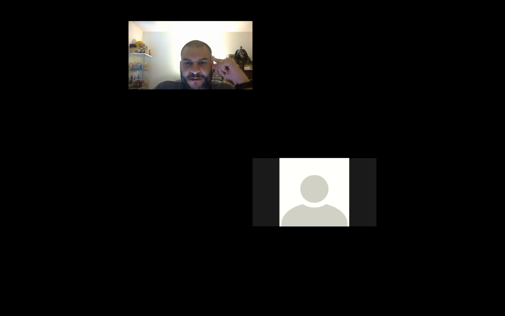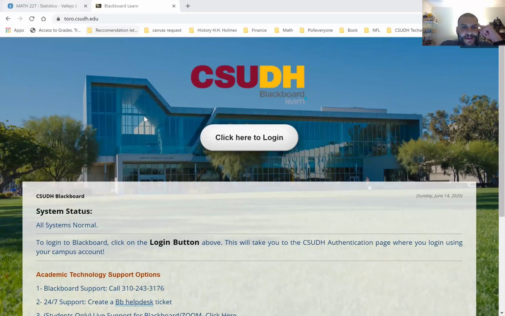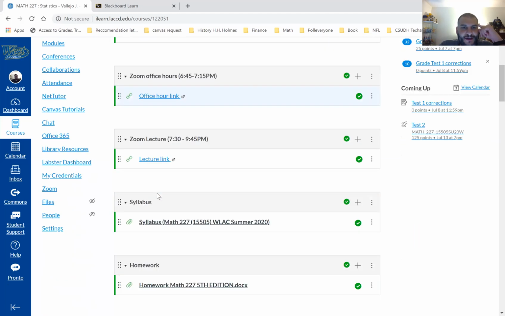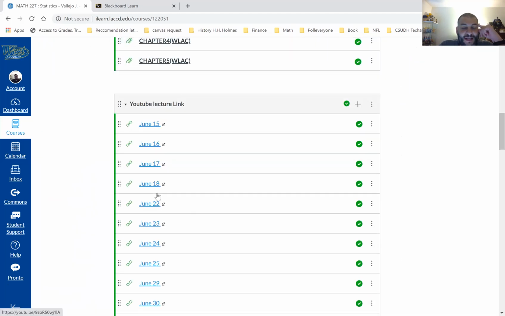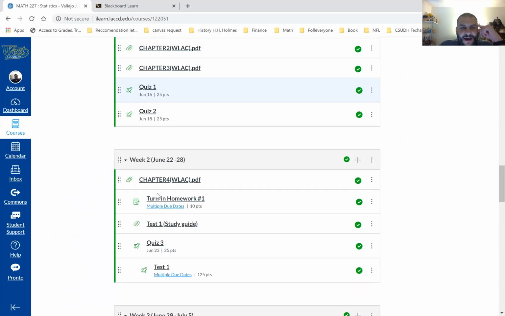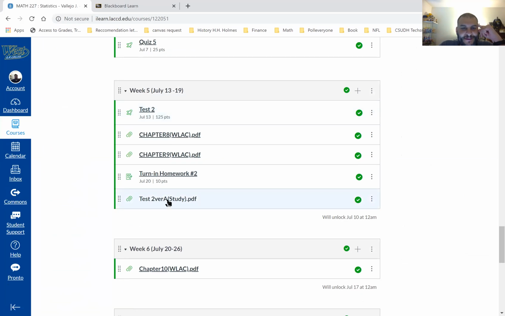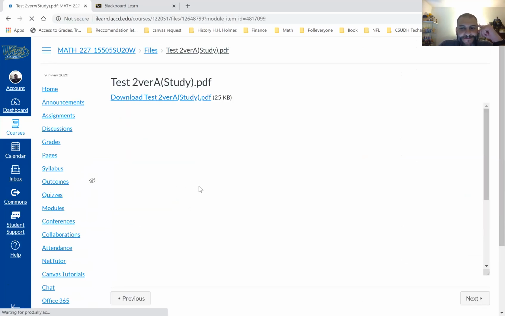I already posted a study guide on Canvas. Let me show you where to go to get that study guide. All right, so here is Canvas. We just scroll all the way down. You're gonna find the study guide under week 5. If you look right here, it says Test 2 Version A Study. So it's a study guide for test number 2.